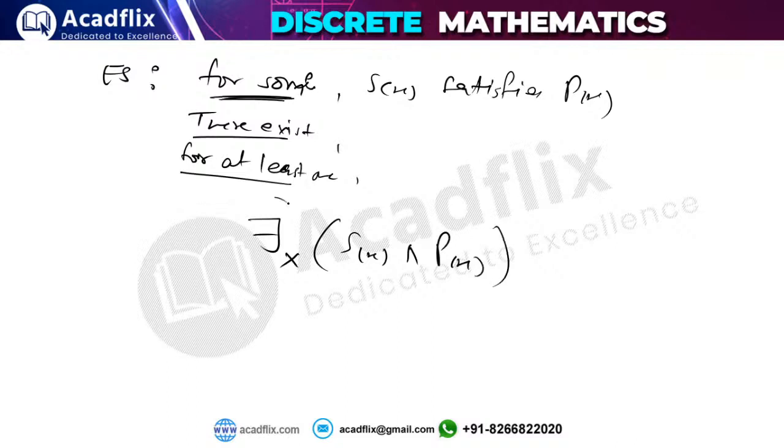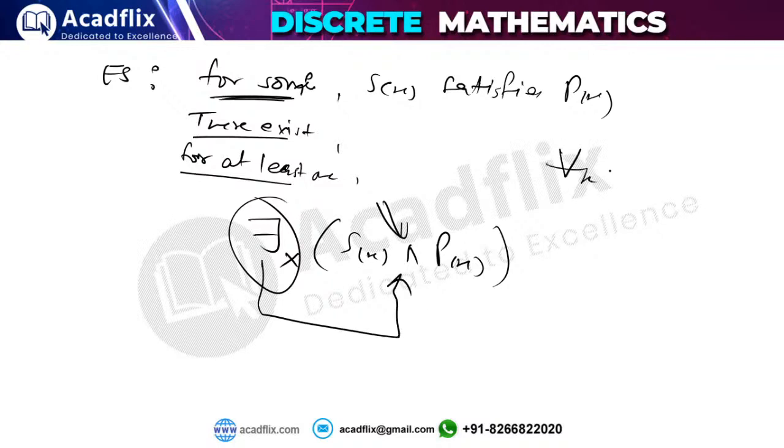Remember, with the there exists quantifier we use conjunction, and with the for all quantifier we use implication. Remember this. Let's take one example.